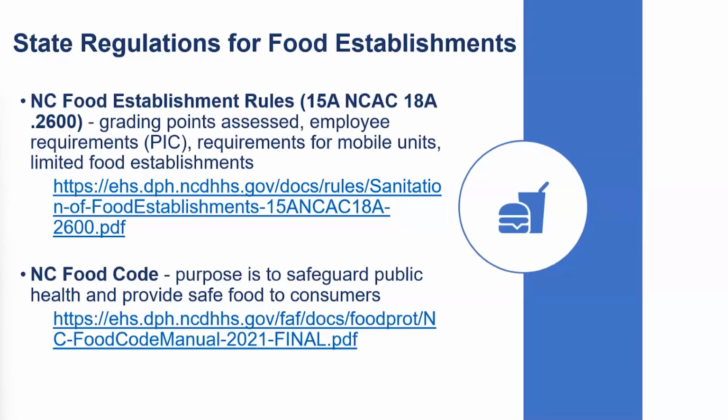A note about the FDA Food Code. The purpose of the Food Code is to safeguard public health and provide safe food to consumers. The FDA develops a model food code, which we just call the Food Code, and issues updates to it about every 4 years. States can choose to adopt the model food code from FDA, or they can develop their own food safety rules as long as they are consistent with national food regulatory policy.